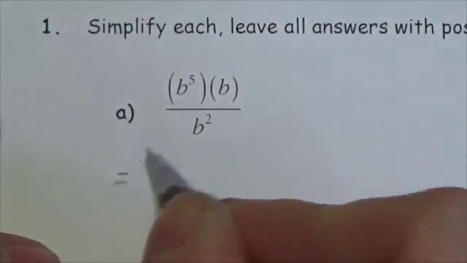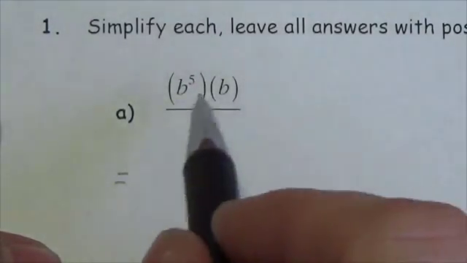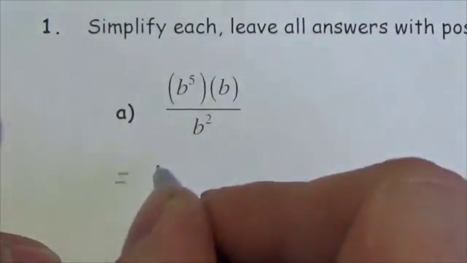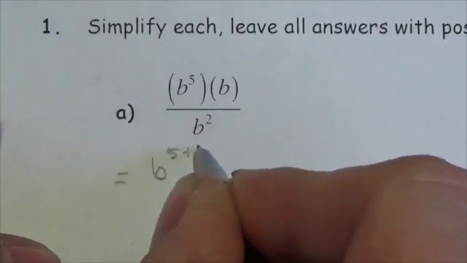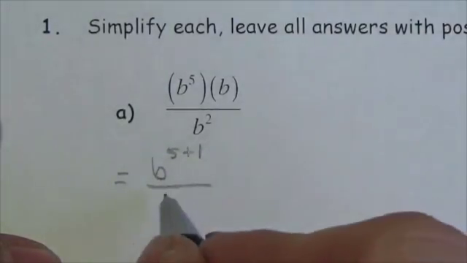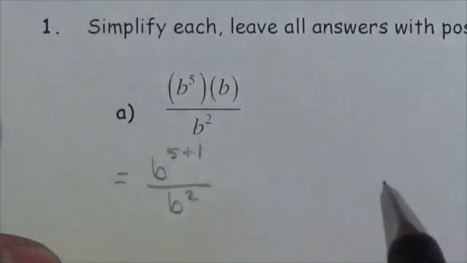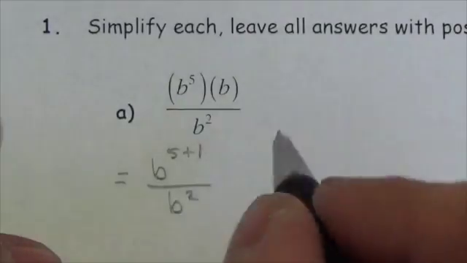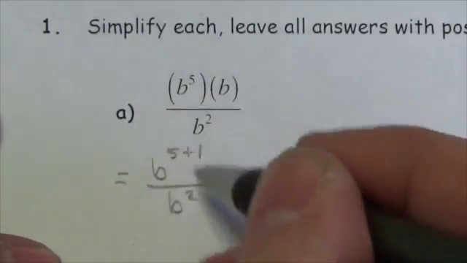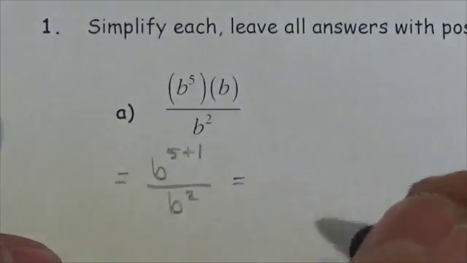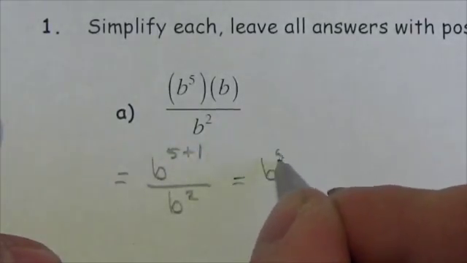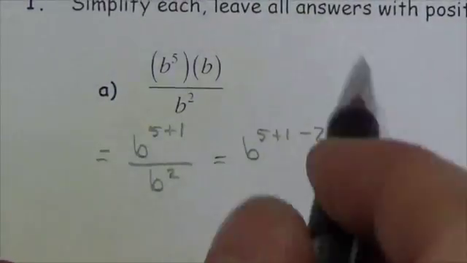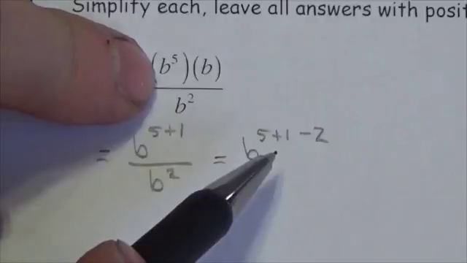Now, let's write this out here, and let's just put the pieces together. In the numerator, I've got b to the 5 times b to the 1. So that is going to end up becoming b to the 5 plus 1. Okay, and I would see that over b squared. So I've simplified the numerator here. Now, the division, we know that division means I'm going to subtract the exponents. So even without doing this addition right here, I know that this is going to end up becoming b to the 5 plus 1 minus 2.